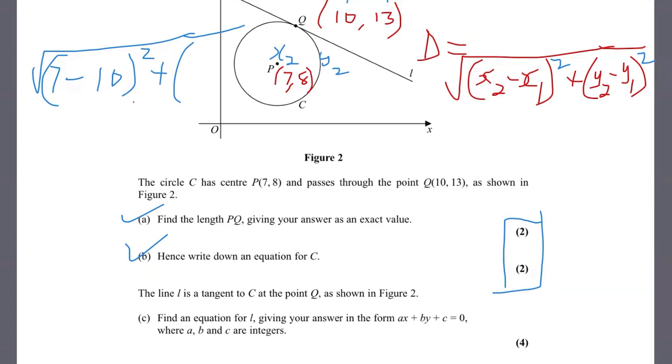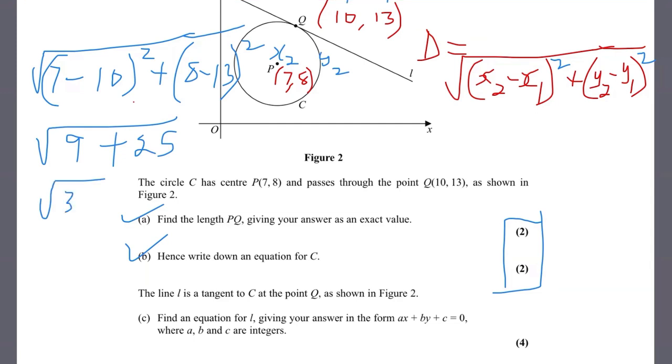You can have 8 minus 13, squared. Don't forget the squared. So it gives me the square root of what? What is minus 3 squared? 9. Okay. So you get the square root of 9 plus what? 25. So that gives us root 34.